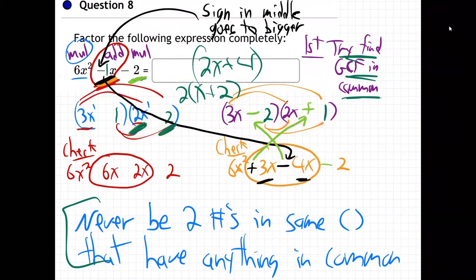Does that make sense? So it's all about 1 times 2 makes 2 at the back, but you've got to try in both orders. 1, 2, and 2, 1. Check them, see which one works. And it's all about the sign. Sign in the middle goes on the bigger, then crisscross them back to the parentheses. There we go.